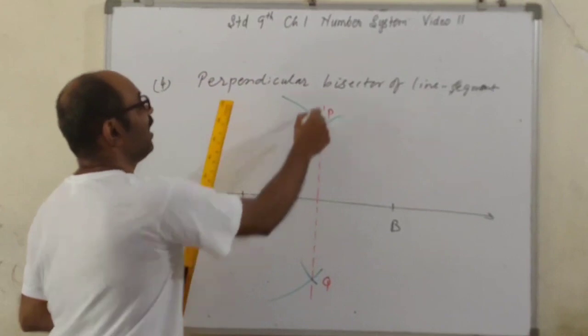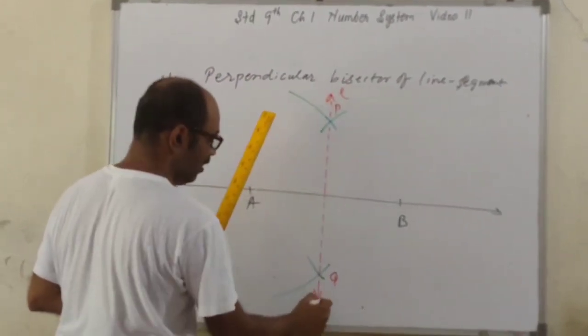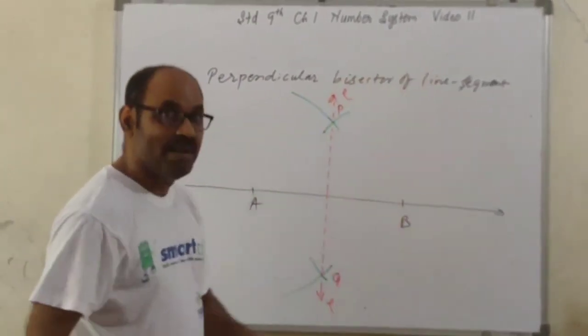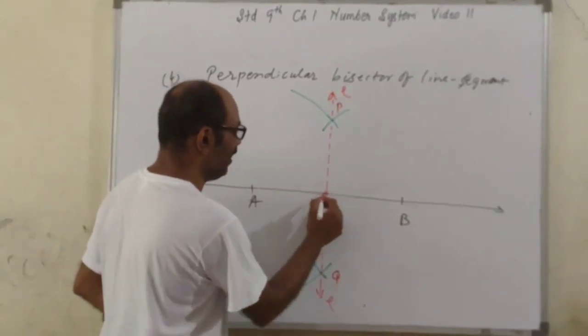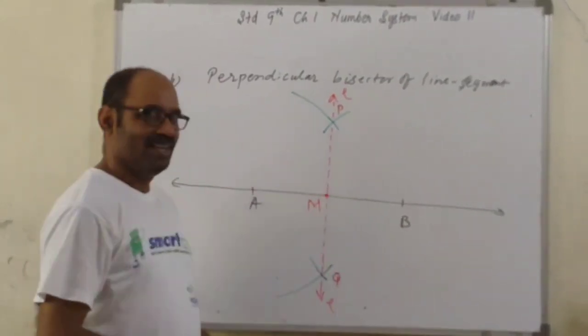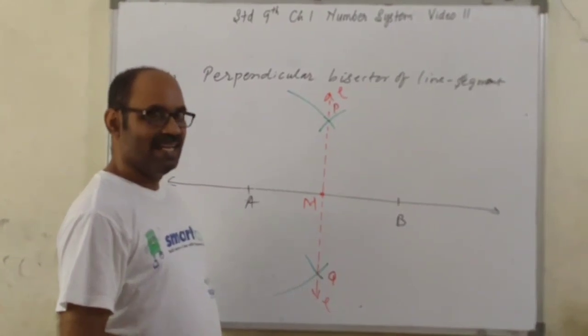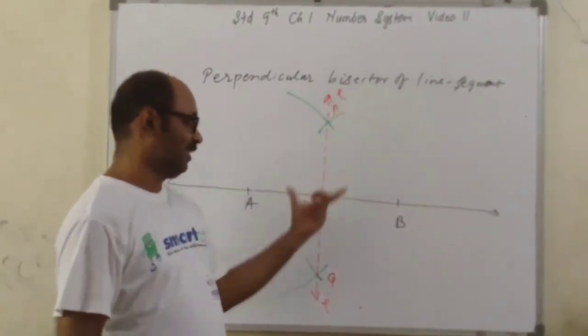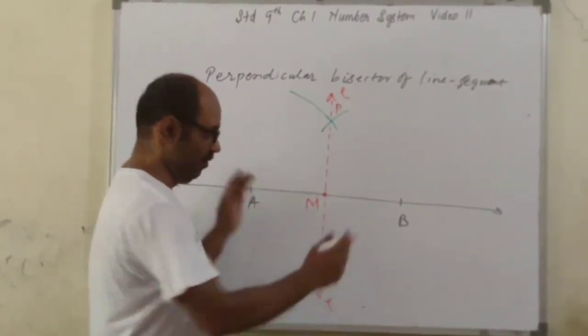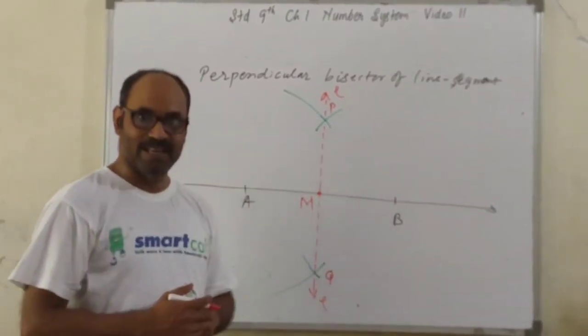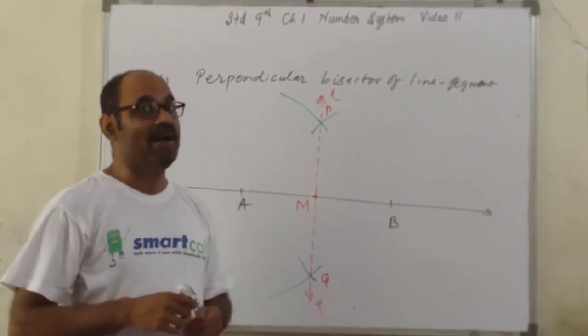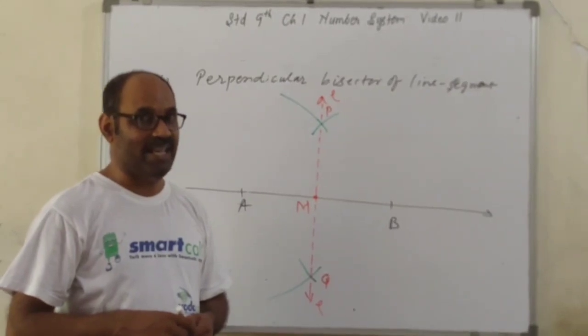So this dotted line, let's say line L, passes through the midpoint. This point is always a midpoint. That's why this red line L is called the perpendicular bisector of line segment AB. We have considered only the endpoints of line segment AB. So this is how you draw the perpendicular bisector of line segment AB.